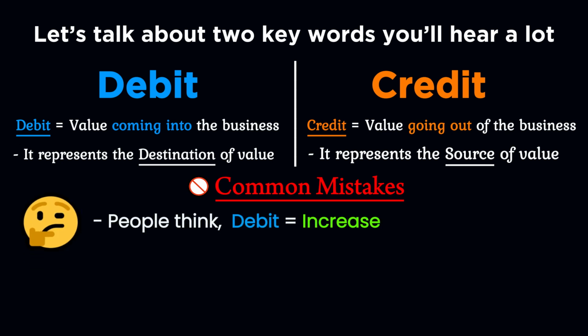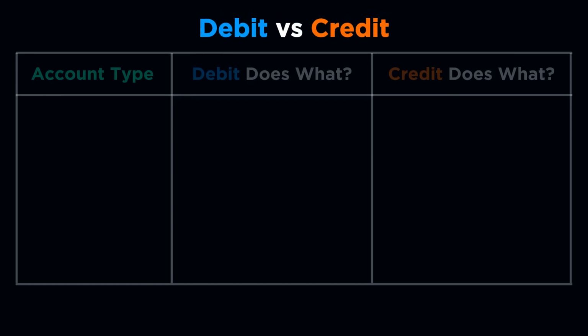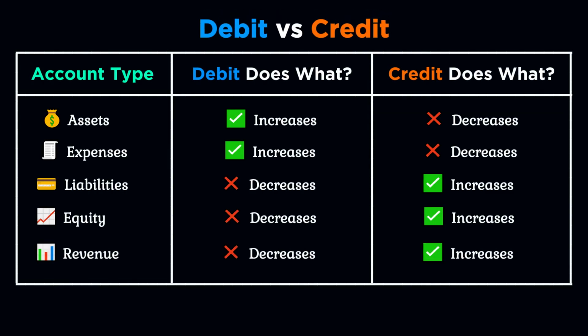Many people think debit always means increase and credit always means decrease. But that's not true. It actually depends on the type of account. For example, debit increases assets but it decreases liabilities, and credit increases income but decreases expenses. So the meaning of debit and credit changes depending on which account you are working with. That's why it's important to learn them in context, not just memorizing definitions.